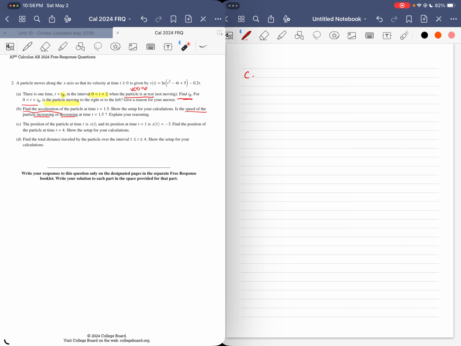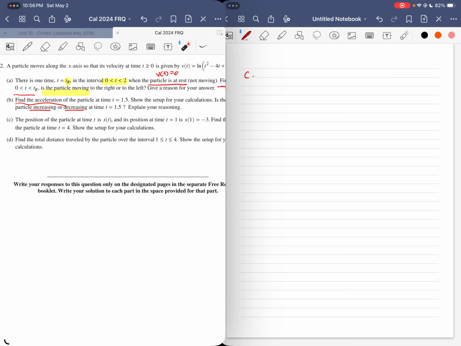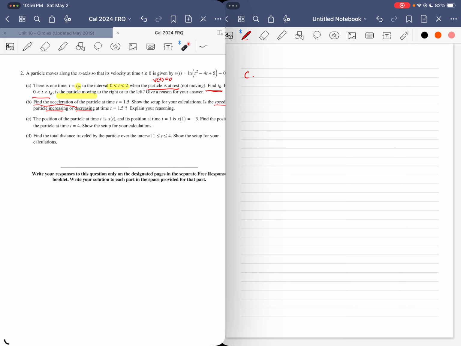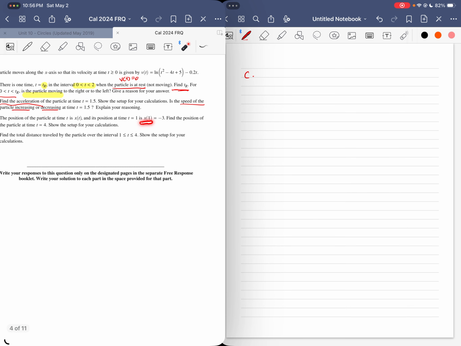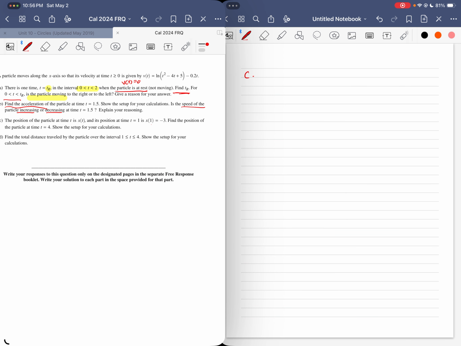Position of the particle at time t is equal to... okay, so in position, I usually use p of t or p of x, but now they use x of t. So x is the y value. So x of t, position at time t, and x of 1 equals -3. So keep that in mind, which means when x is equal to 1, y is equal to -3. Find the position of the particle at t equals 4.